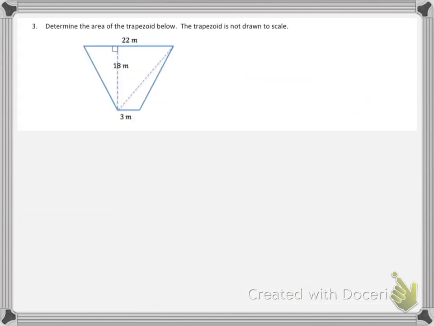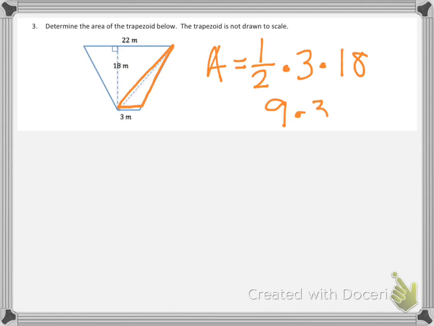Number 3, we have a trapezoid. Okay, and I remember on the trapezoid, I'm going to cut this diagonally so that I have a triangle on the bottom. And the triangle on the bottom is area equals 1/2 times the base 3 times the height, which is 18. Okay, and then half of 18 I know is 9, so 9 times 3 is 27. So that's 27 meters squared for the orange triangle.